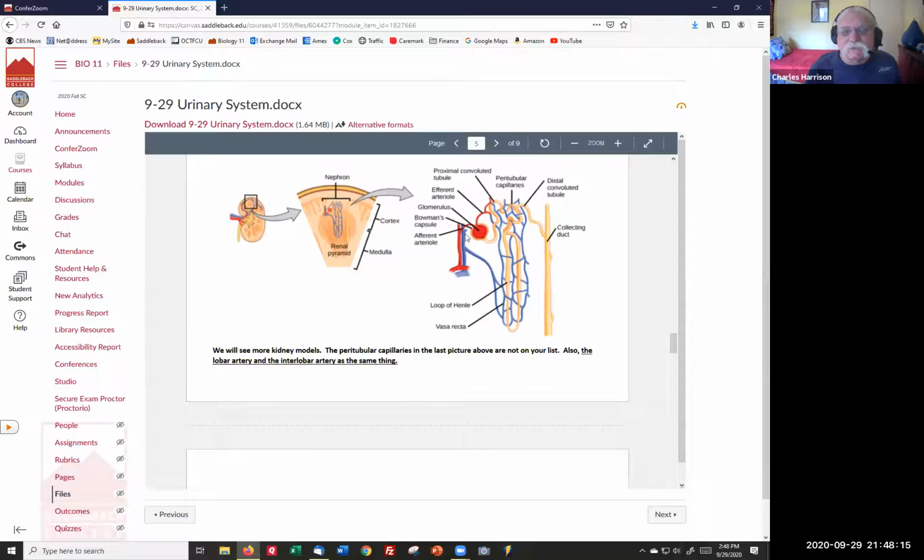What's going to happen is that the blood enters into this structure. Now, the structure is spherical. It's called a Bowman's capsule. And I'm sure I've got a better picture in a second.